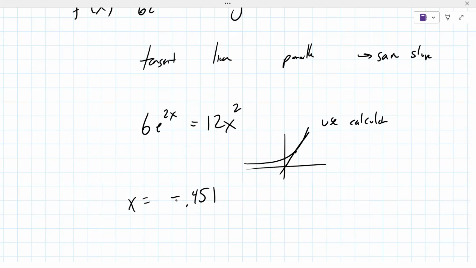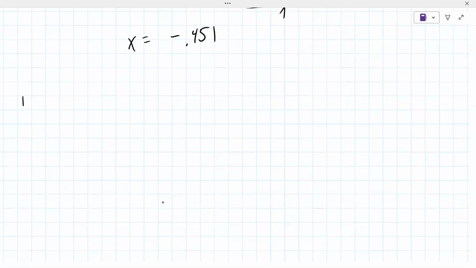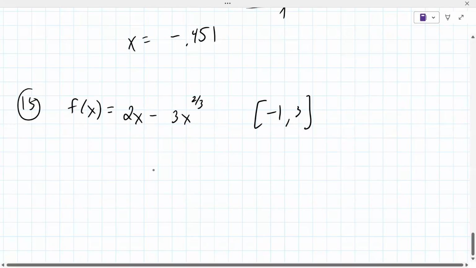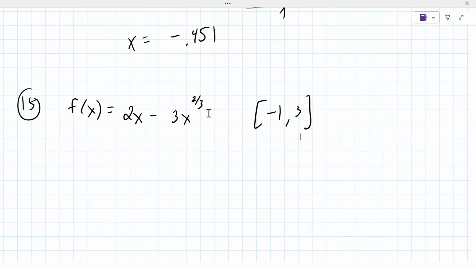Okay. So I'm looking on the back side of this page where it says find all the relative extrema and absolute extrema of f of x equals 2x minus 3x to the 2/3 power on the interval -1 to 3. Any questions on that? Is that what you see? Yeah, that's what I see too.